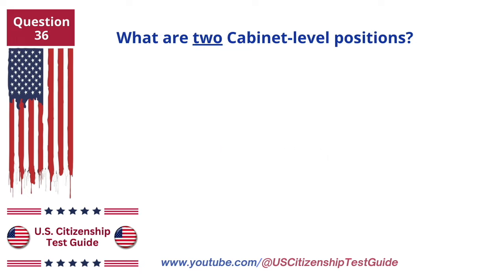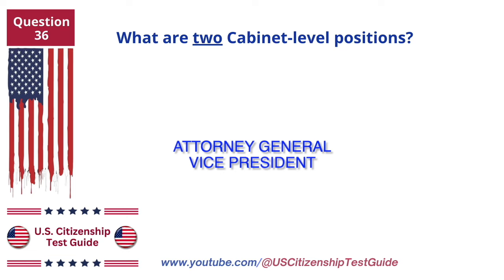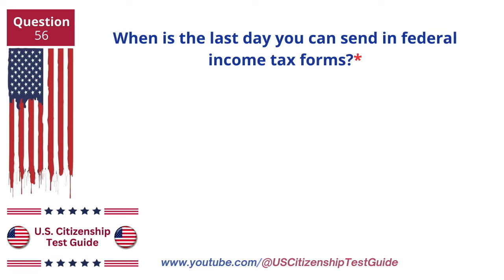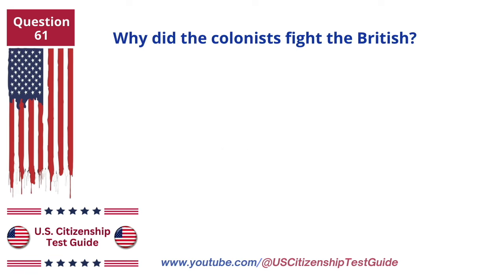What are two cabinet-level positions? Attorney General, Vice President. When is the last day you can send in federal income tax forms? April 15. Why did the colonists fight the British? Because of high taxes.